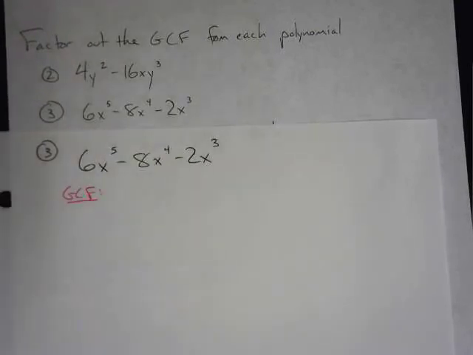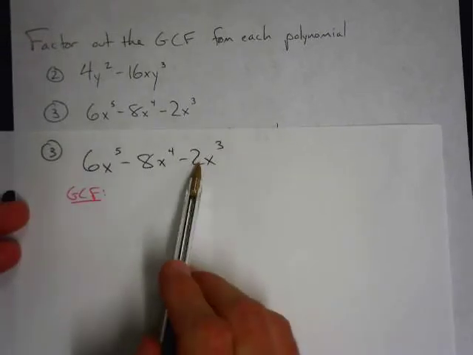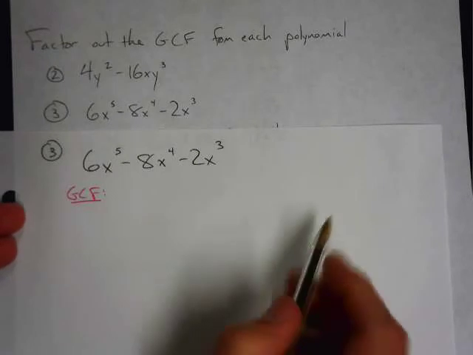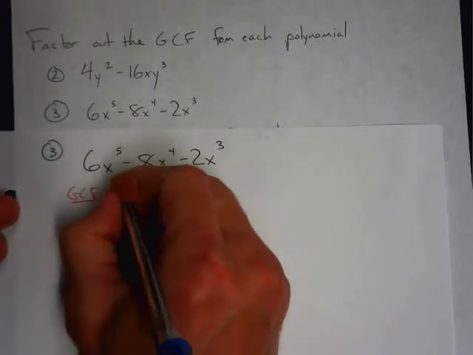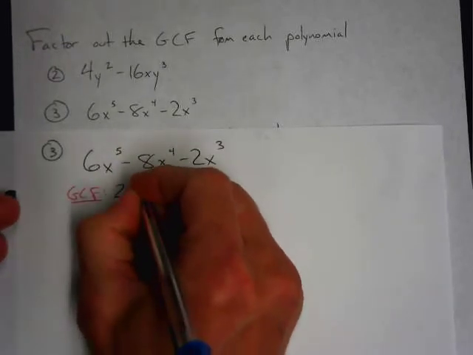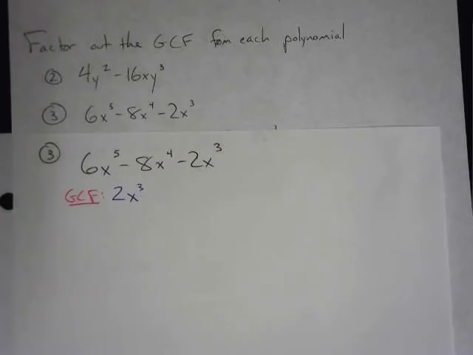It's the biggest thing we can multiply that they all have. Have you figured it out yet? I hope you have. They all have a 2, and they all have x to the third power. So the GCF is actually 2x to the third power. That is the greatest common factor.